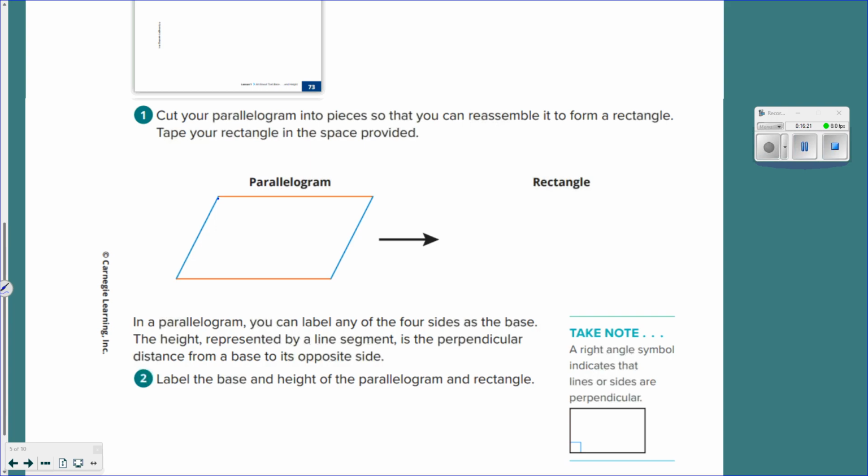So what if I cut off this rectangle and I moved it to this side? What did I make? I now made a rectangle, but did I add or take away any area from our shape? No, it is still the exact same as the parallelogram. I just moved part of it to a different place, and I have four right angles.